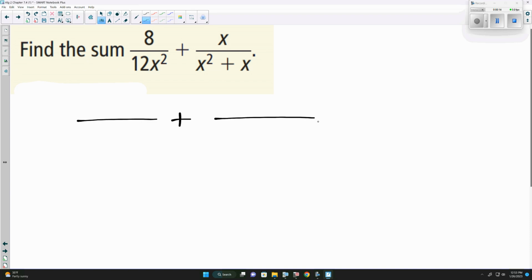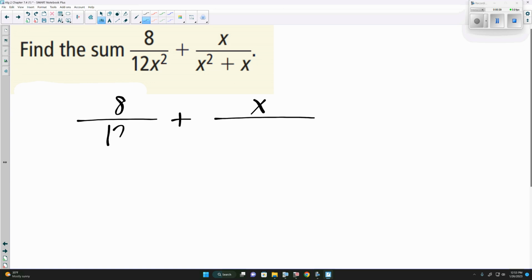So we're looking at addition and subtraction of rational expressions. And for us to be able to add or subtract rational expressions, we need the denominators to be the same. So the numerators will be the same. We won't mess with them at this point. But we do need to factor the denominators.